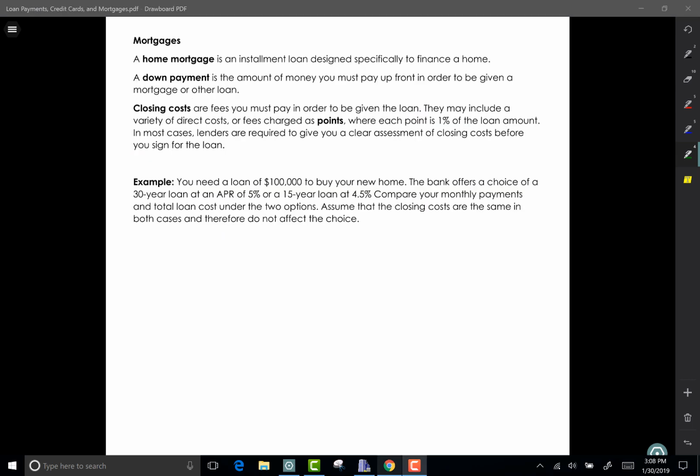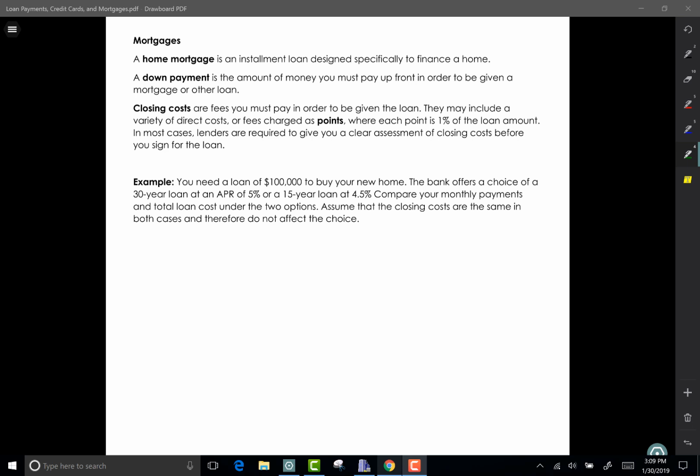Okay, now we're going to talk about mortgages. And this is one of the most popular kinds of loans. It's a loan that helps you specifically buy a home. And mortgage rates are generally lower than interest rates on other kinds of loans because the home that you're buying serves as a payment guarantee.